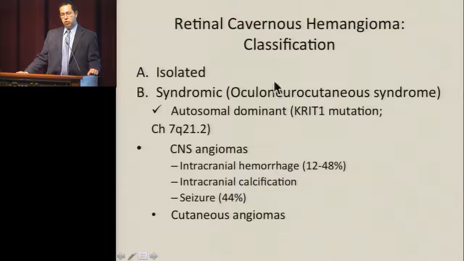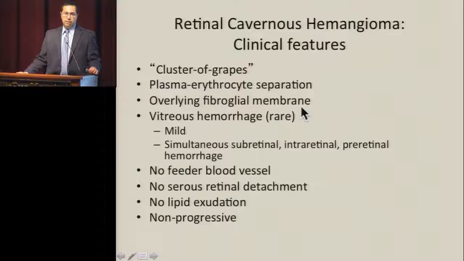So as for classification of this tumor, many times they are isolated, or they can be part of a syndrome that has CNS angiomas, which can cause problems like hemorrhage, calcification, seizure, or they can have skin angiomas. And this condition is actually autosomal dominant. It affects the CCM1 gene on chromosome 7. The clinical features are very typical, as you saw. This cluster of grapes appearance of the lesions. When you look carefully, sometimes you can see the plasma erythrocyte separation in the larger saccules.